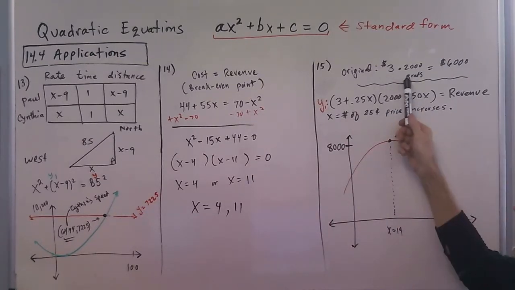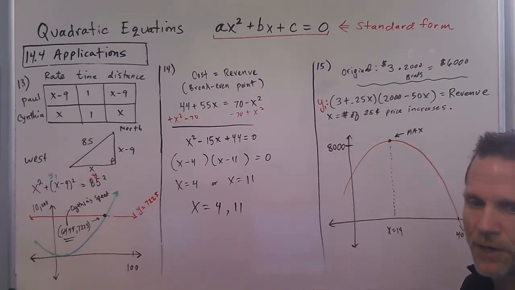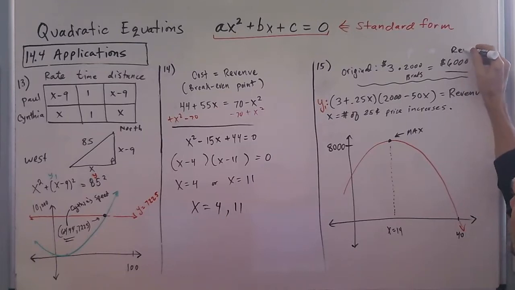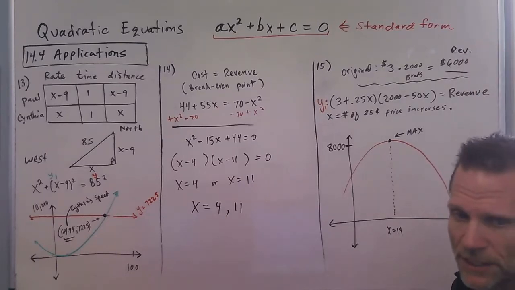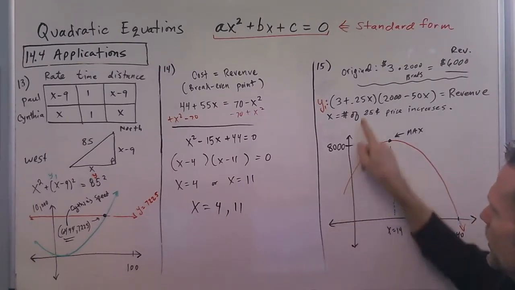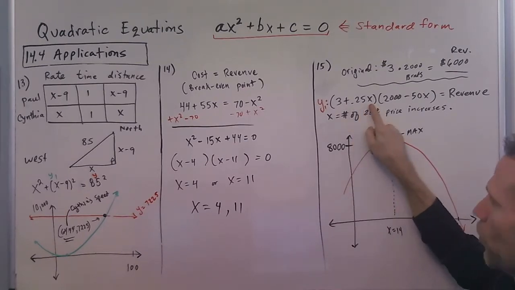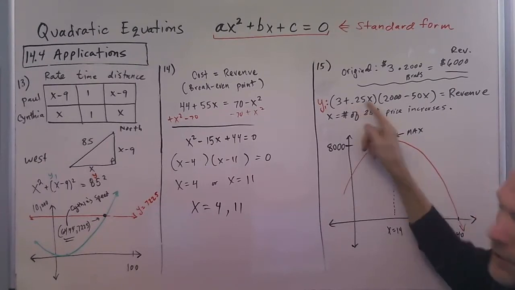And then this last one here, it talks about a brat business that sells brats for $3. And when they sell them for $3, they sell 2,000 brats. And so they would have a revenue of 6,000. But after a little studying, they realized that if they increase the brats by 25 cents, so 1 increase, we put 1 in for X, 2 increases, we put 2.